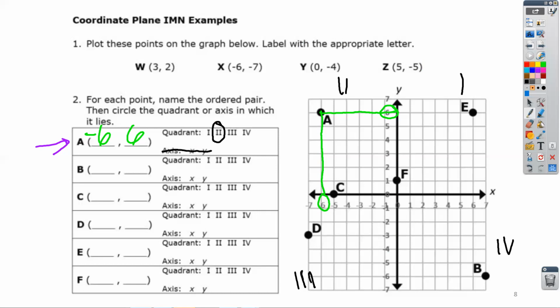Now pay attention carefully to what I'm doing right now, because this is part of your math homework, exactly like this little table that I'm filling out. So make sure you're paying attention. B is way over here on the bottom right. Draw a line up to your x-axis, it's at 7. Draw a line over to your y-axis, it's at -6. And it's in quadrant 4, not on an axis, so I'm going to cross that off.